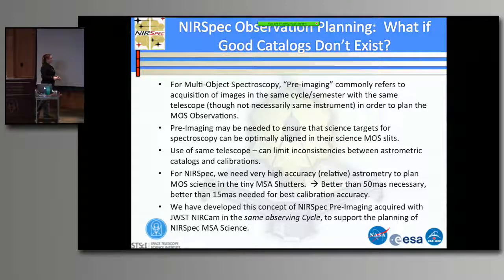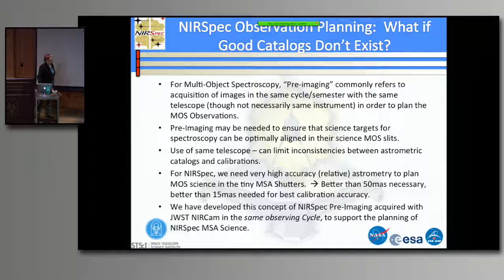For NIRSpec, we need high accuracy astrometry to plan the MOS science in the tiny shutters. I consider high to be what we've talked about so far. We need better than 50 milliarcsecond accuracy. Better than 15 is going to give the best calibration accuracy.